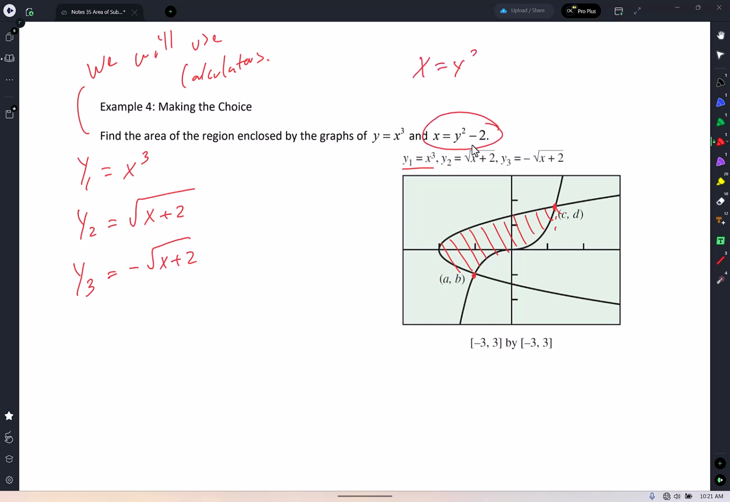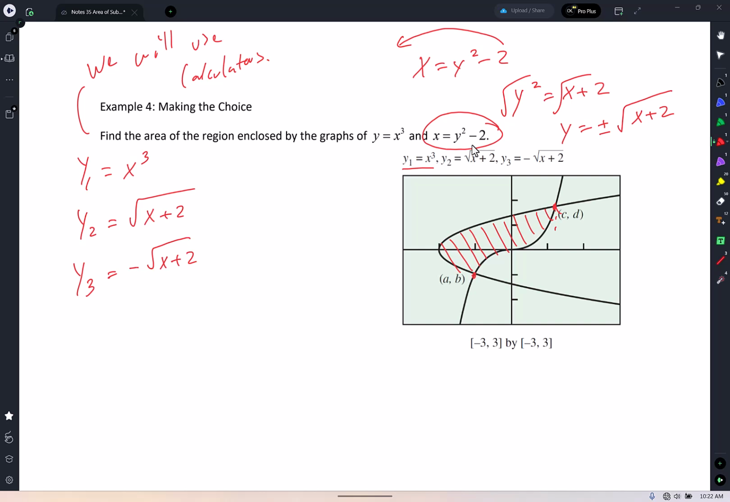X equals y squared minus 2. They move the 2 to the other side. Y squared equals x plus 2. Chop, you didn't write it the right way. It's x plus 2 equals y squared. I like to have the y squared on the left, guys. Square root, y equals plus minus square root of x plus 2. That's what creates that parabola that's opening up in the x direction from conics.